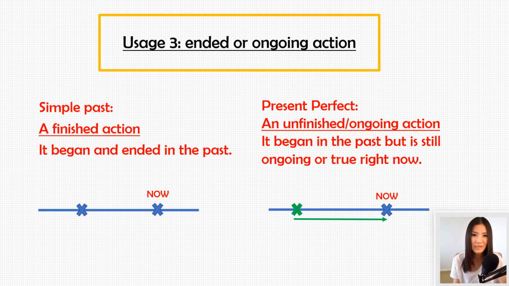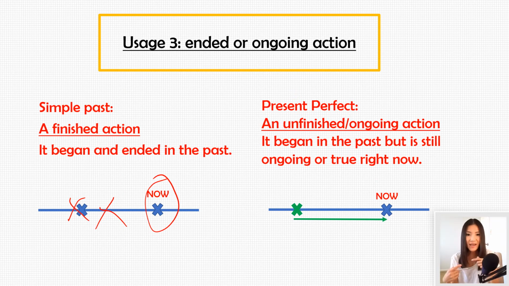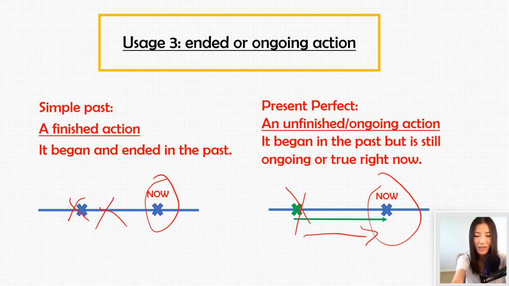Difference number 3 between these two verb tenses is probably the most commonly known difference. So we use simple past for a finished action. It began in the past, but it also ended in the past. It really has no connection to now. For present perfect, it is for an unfinished or ongoing action. It began in the past, it has continued, and it has a connection to now.